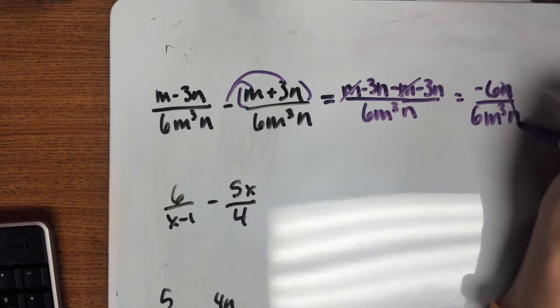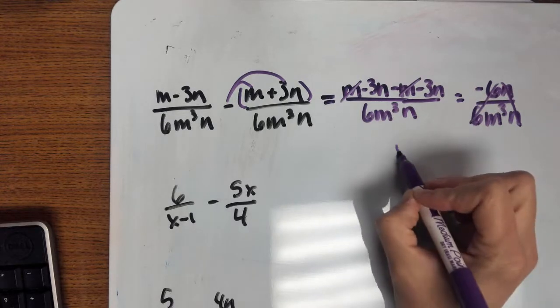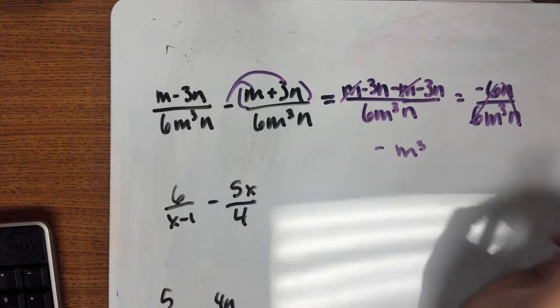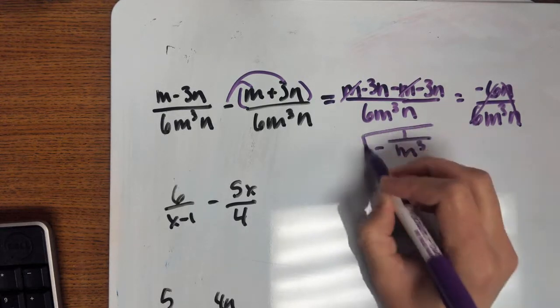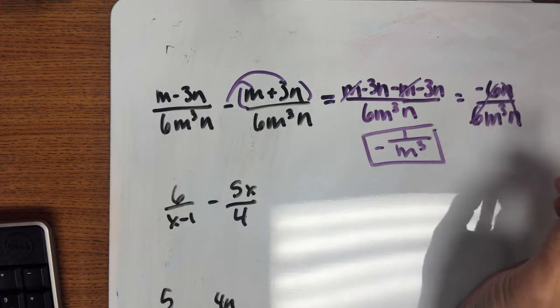I can cancel my n's and my 6's. That does not leave m cubed. Does not leave negative m cubed. It leaves 1 over negative m cubed. So be careful that you keep that placeholder with a 1.